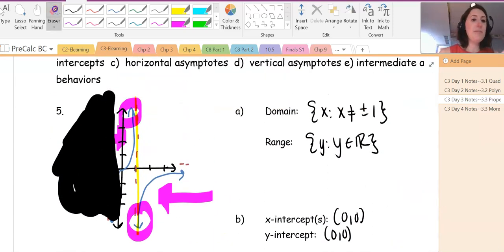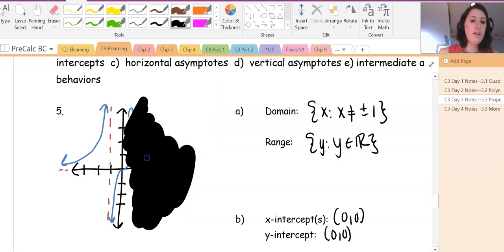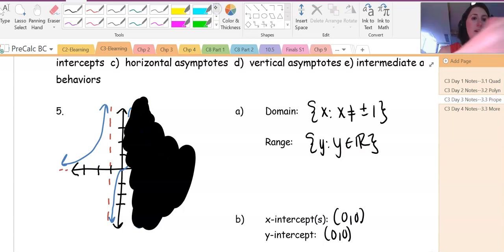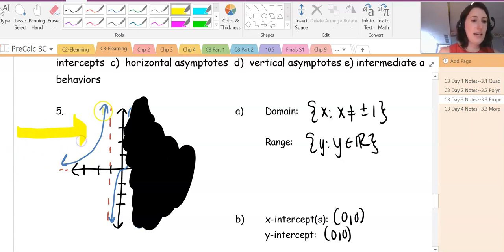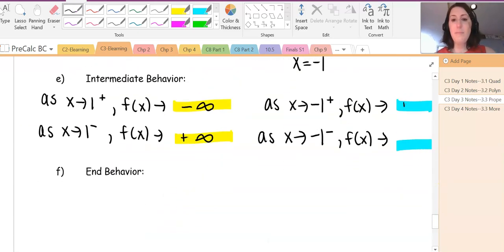Okay, and now we'll do the same thing for -1. Physically cover it up. Okay, so we're approaching -1 from the right. So from the right, I'm coming up here because that's where the actual curve is. It's going up. And from the left, what's it doing? It's going down. All right, so from the right, we have +infinity, and from the left, we have -infinity.